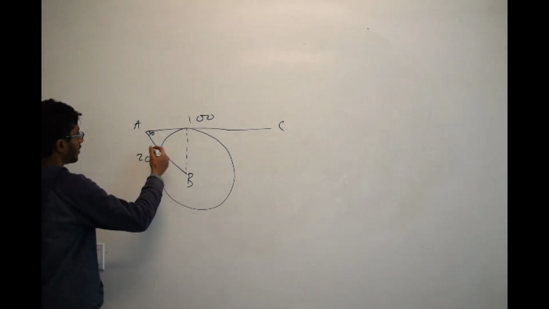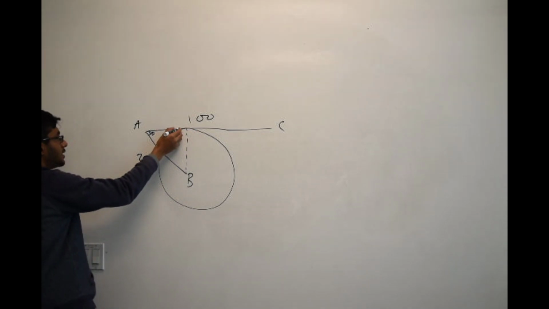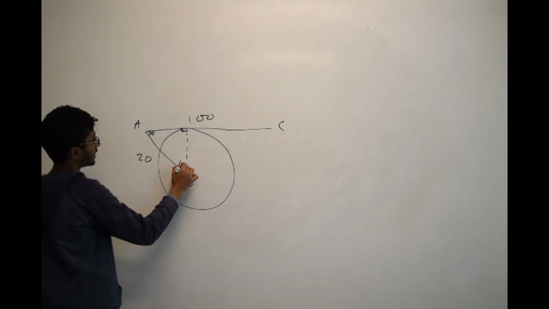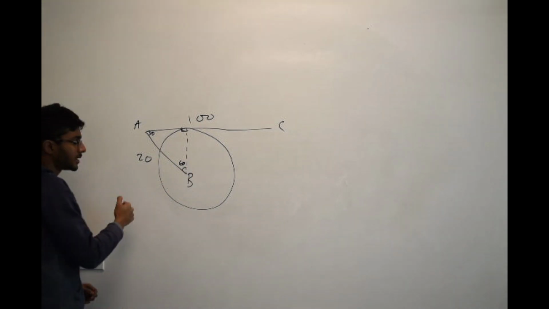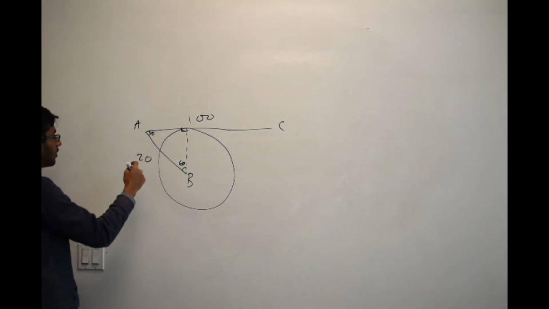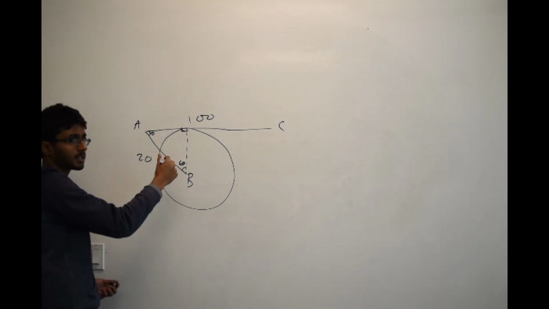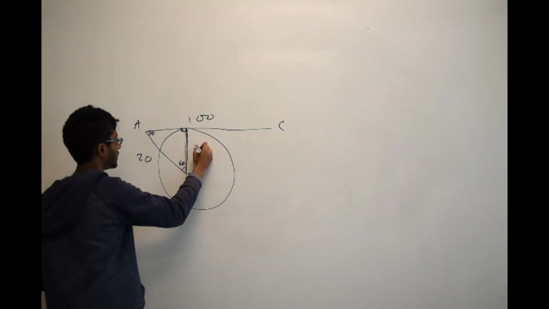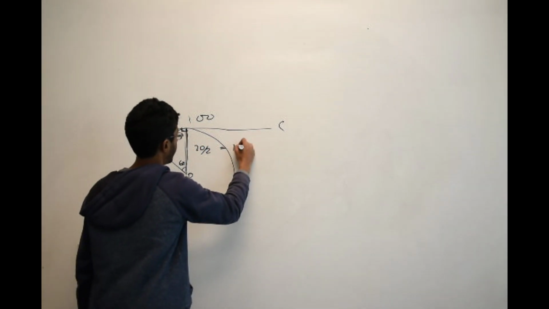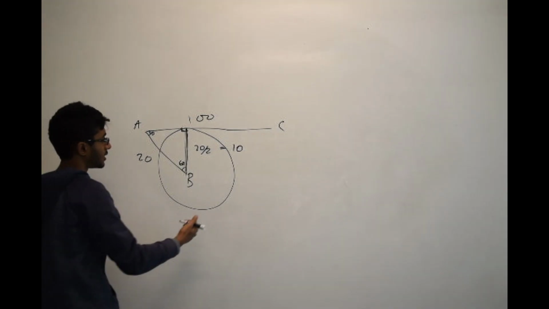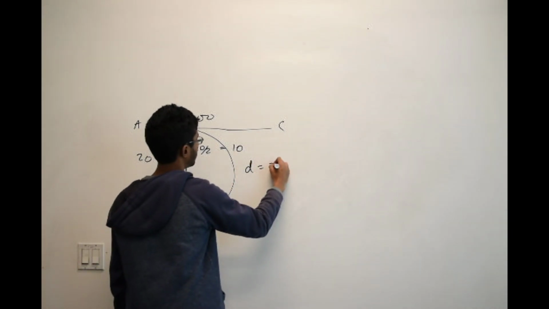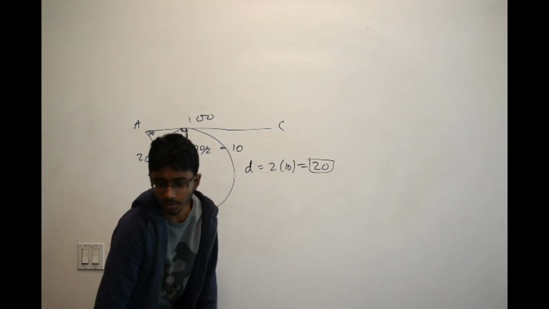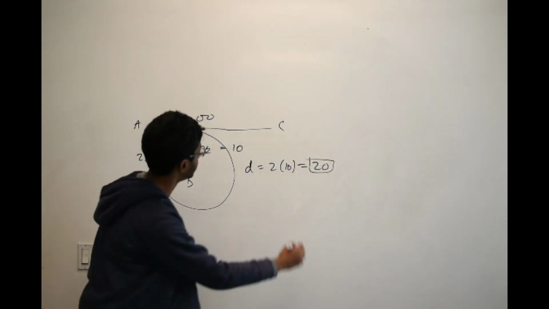The first thing you notice is that because this is a point of tangency, it forms a 90-degree angle. And because this is 30 degrees, that means this must be 60 degrees. So instantly you get this 30-60-90 triangle. Because of the 30-60-90 triangle ratios, the radius of this circle must be 20 over 2, which is 10. And because the diameter is twice the radius, the diameter must be 2 times 10, or 20, which I believe is letter C.